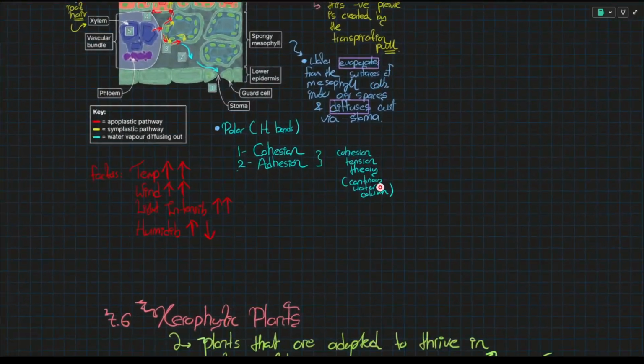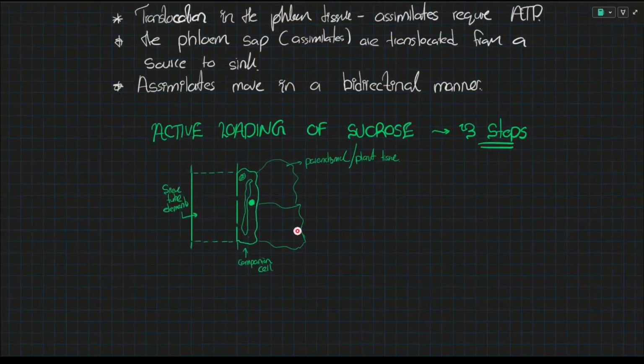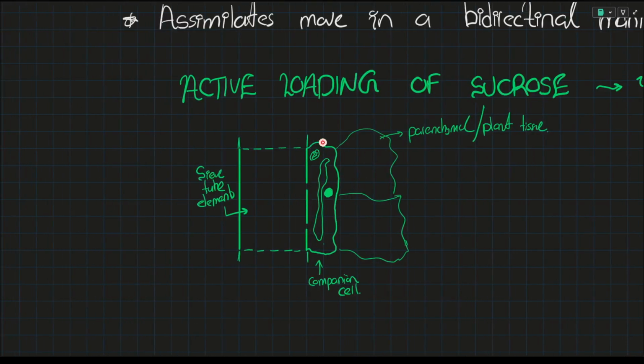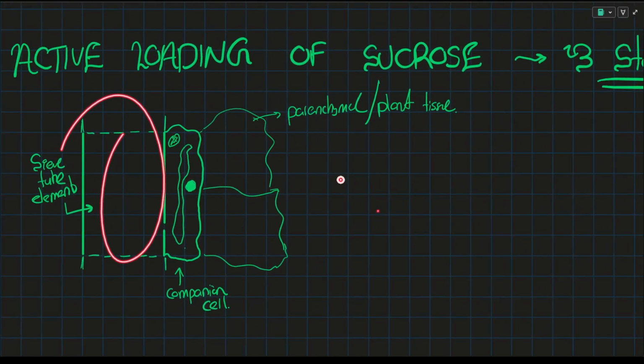Don't confuse this. Don't think that I've given you a secondary diagram. It's the same thing. It's just that the companion cell is drawn a little bit bigger, and the sieve tube elements are like this, just to help you visualize the three-step process. Right, now I'm going to do something like this. I'm going to pick this blue and I'm going to draw a small circle here.